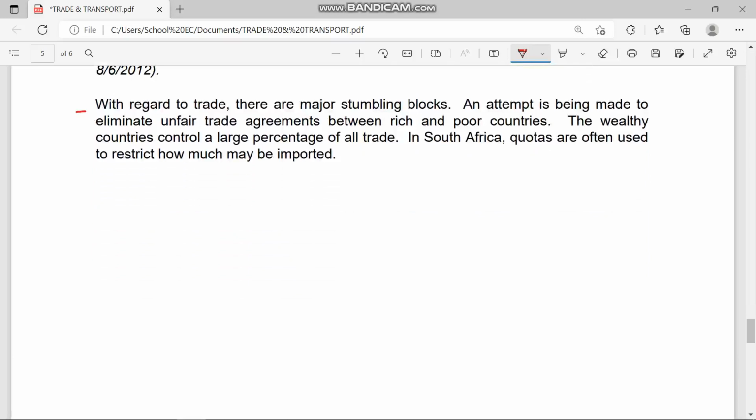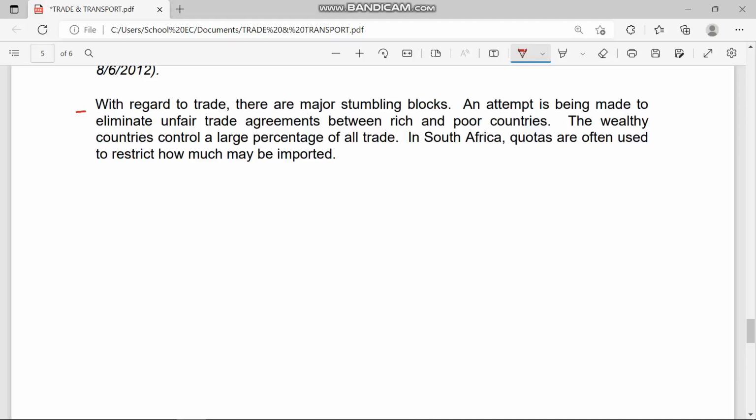With regards to trade, there are major stumbling blocks. An attempt is being made to eliminate unfair agreements between rich and poor countries. Okay, so this basically means that rich countries are going to buy goods and services from poor countries at cheaper prices, but poor countries are going to buy these goods and services at high prices or expensive rates. That is unfair.